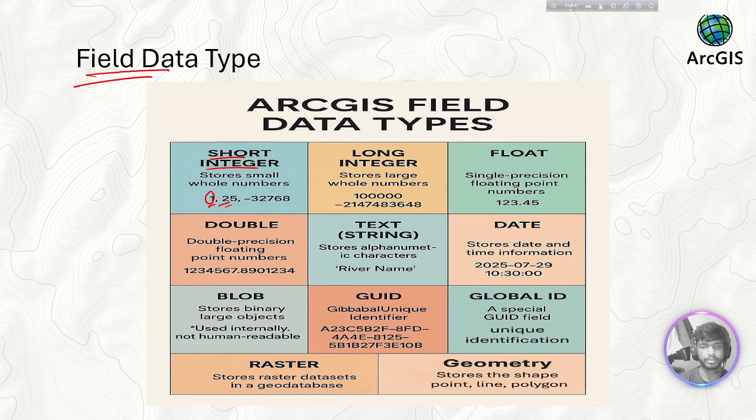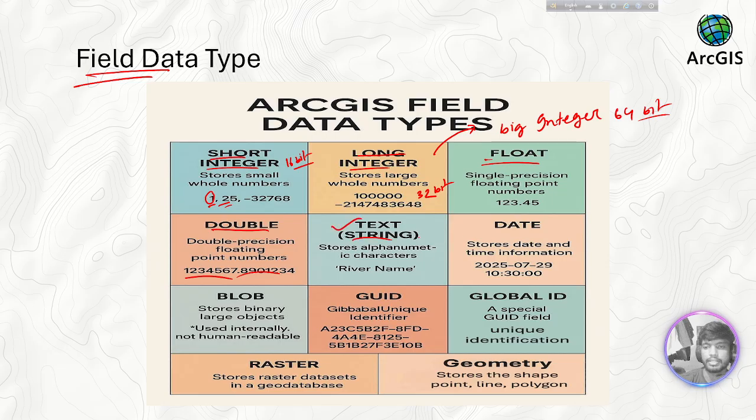Then there is the long integer, which is 32 bits, while the short integer is 16-bit. The next one is the big integer, which is 64-bit. Then float is 32 bits, and double is 64-bit.